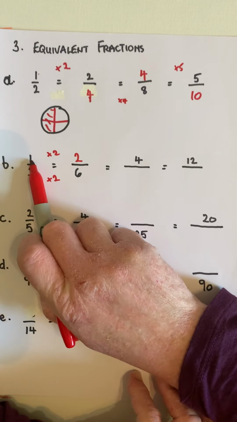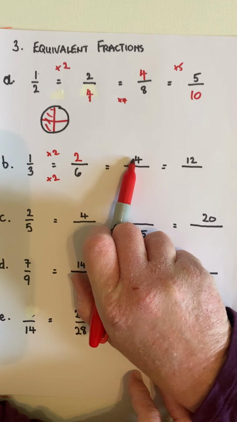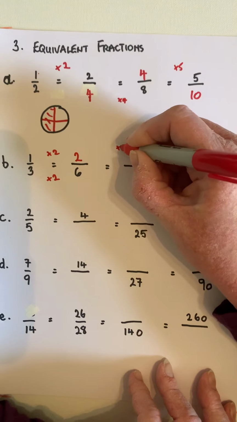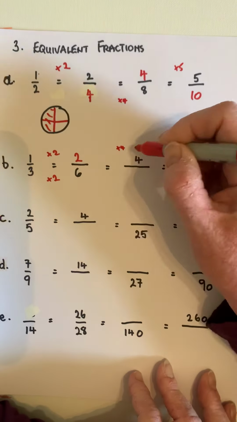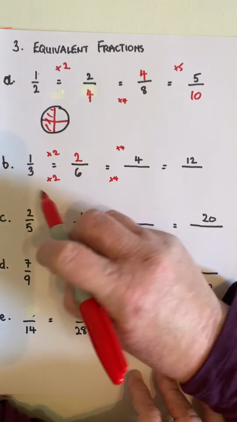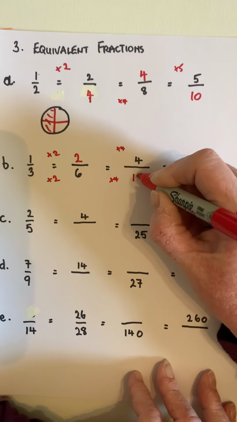Going back to the original, how do I get from 1 to 4? Well, I multiply by 4. What I do to the top, I must do to the bottom. 3 times 4 is 12.